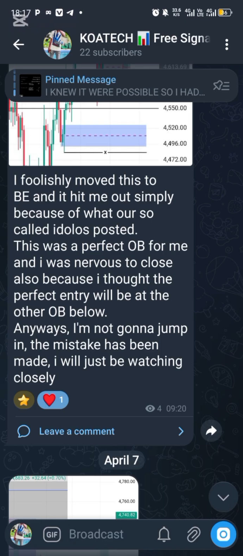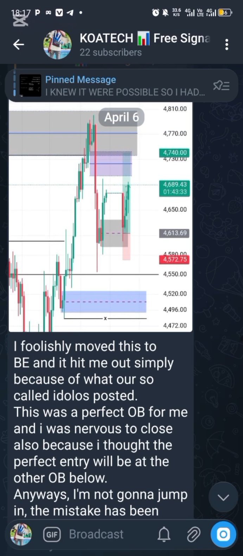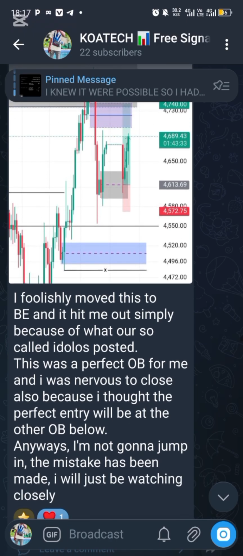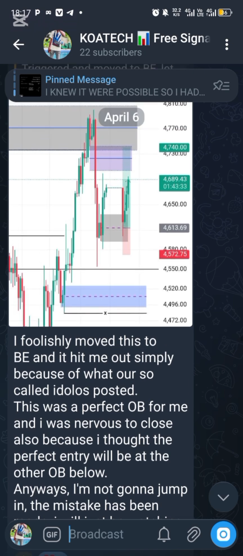Now, this was a very big mistake that I regretted. This actually took me days to get over this type of mistake. Now, the reason why I moved this trade to B before I even started moving was because I saw some posts on X.